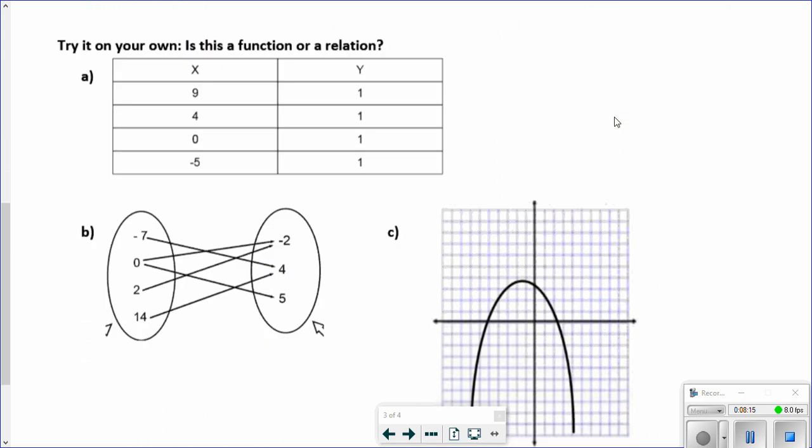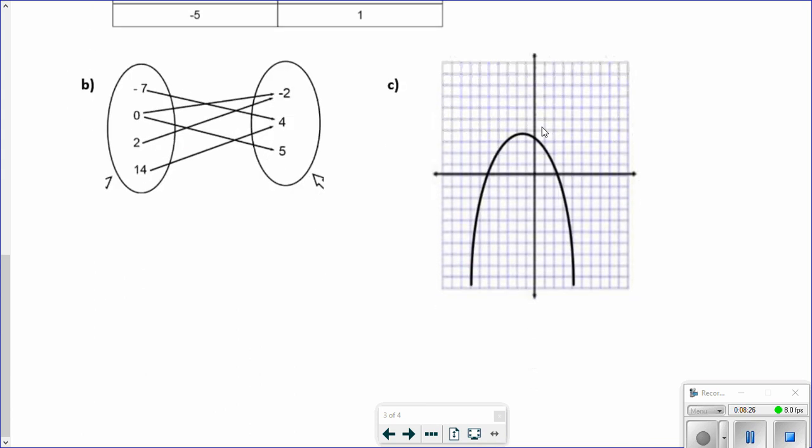Now, you guys are going to try these on your own. Decide if these are a function or a relation. Okay? We will go over these next class. If you have any questions, write them down.